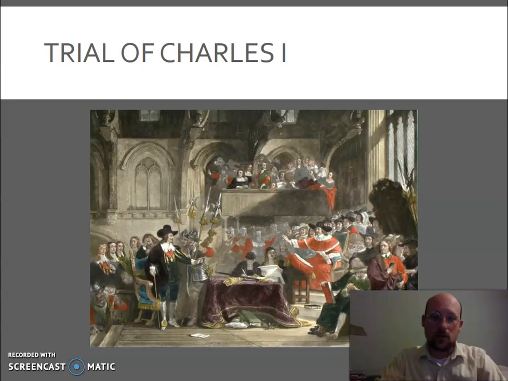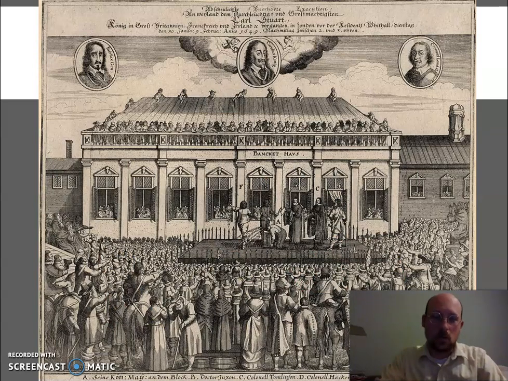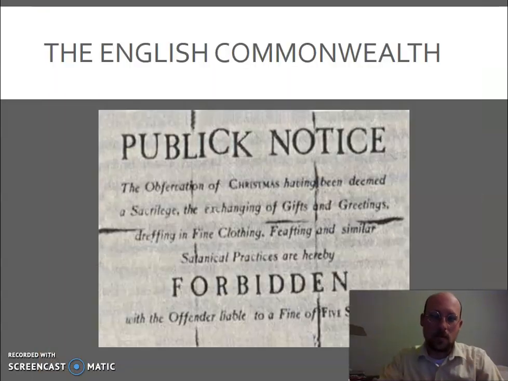There was a trial that tried Charles for treason against the English people, and ultimately the result was that Charles was executed, the first and only sitting English monarch to be executed. And this is a pretty significant turning point, because now it seems like you really have the establishment of this republic.